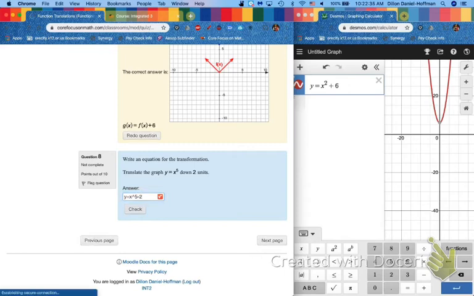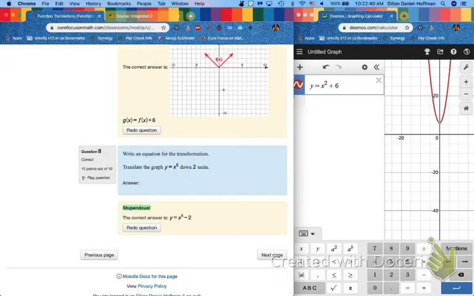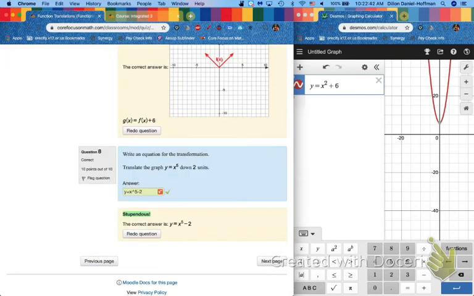So write your y equals x to the whatever you have. And then if it's up, put plus. And if it's down, put minus. There you go. All right, and then finally, number 9.